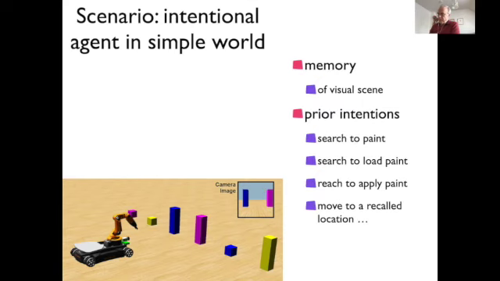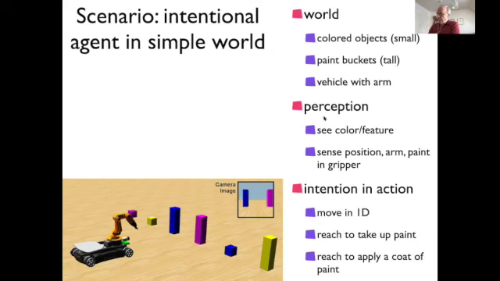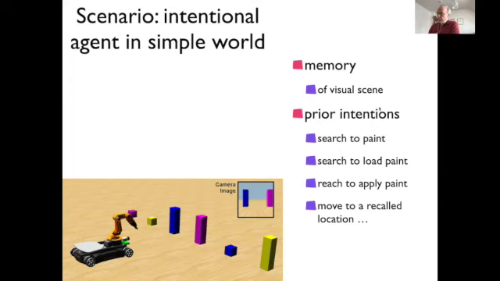Now, I mentioned motor intentions. These are the lowest level kind of intentional states that we design. These are the lowest kinds of actions, and then we'll have the system develop a scene memory, very limited, and we'll have it have a couple of sequences of actions that we design. So for instance, it can search for an object to paint. It can search for a paint bucket to load paint. It can reach to then apply paint, which is a sequence, and it can move to a recorded location, a couple of things like that.